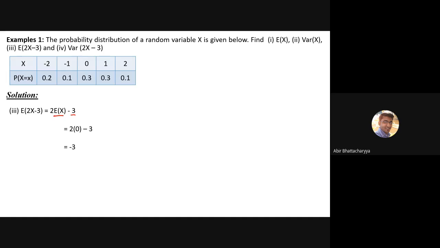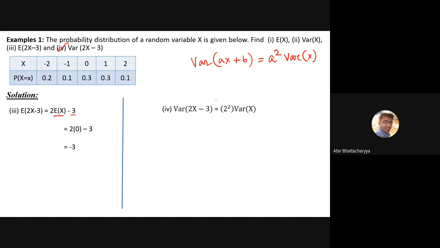Once we have done this, the last thing is the variance of 2x minus 3. I have already denoted one formula: variance of ax plus b is a squared variance of x plus 0, so a squared variance of x. Now here, variance of 2x minus 3 means 2 squared variance of x, because what is your a? Your a is 2.